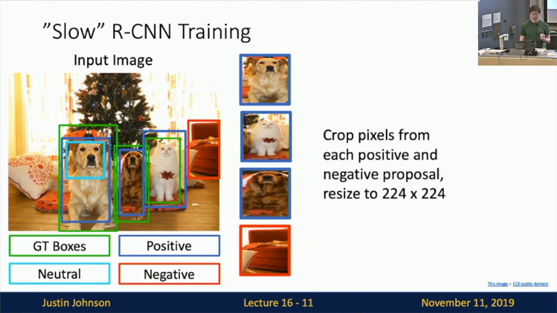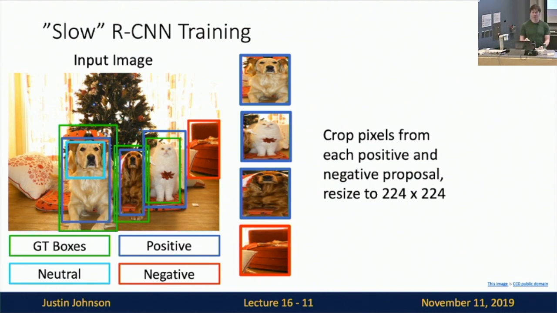And now when we go ahead and train this thing, we're going to typically ignore the neutral boxes. And instead, we will train the CNN to classify the positive region proposals as positive and classify the negative region proposals as negative. Because trying to train the network on the neutral boxes would likely confuse it, since these are boxes that are neither positive nor negative. So then when we train this thing, we will tend to crop out the pixels corresponding to all of the positive region proposals and all of the negative region proposals.